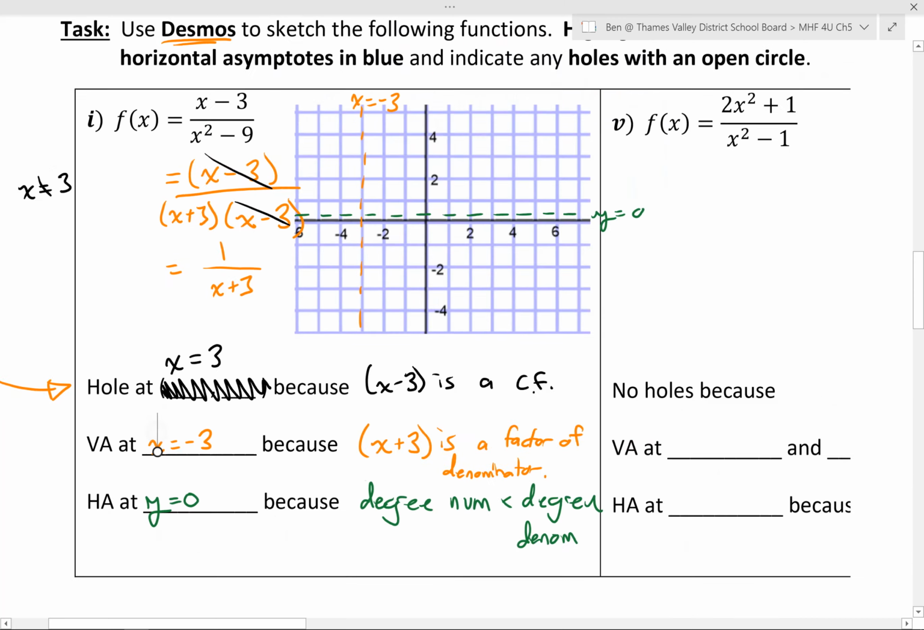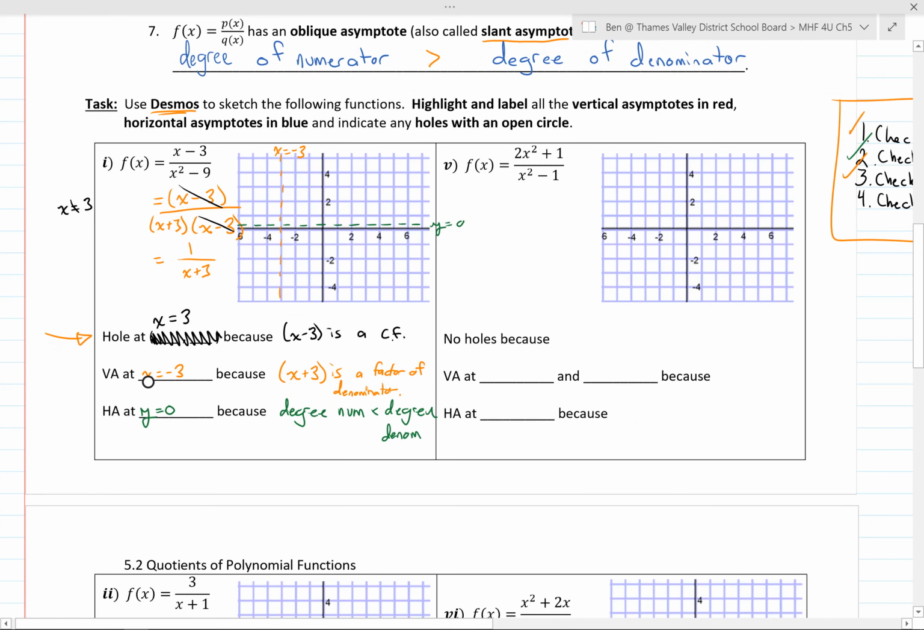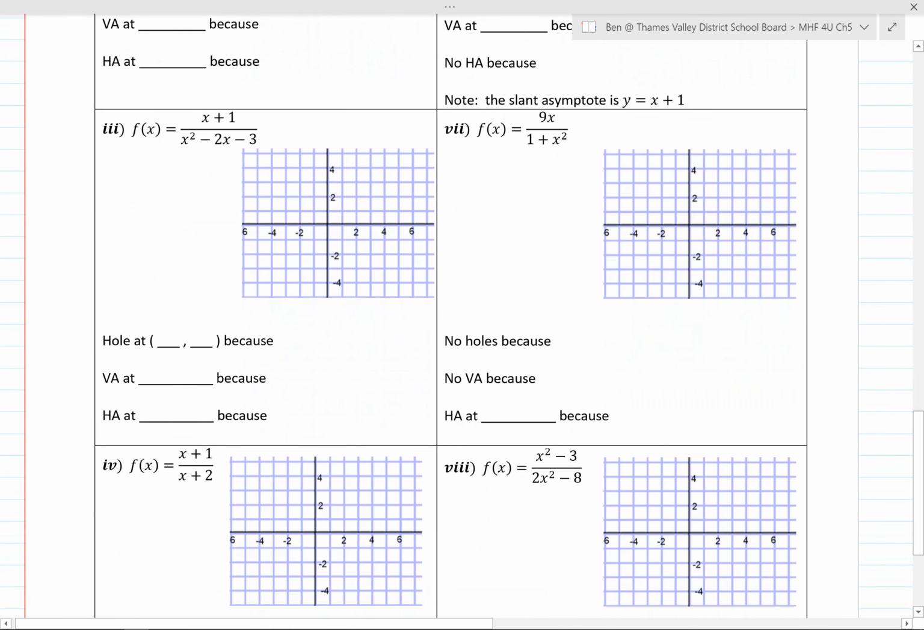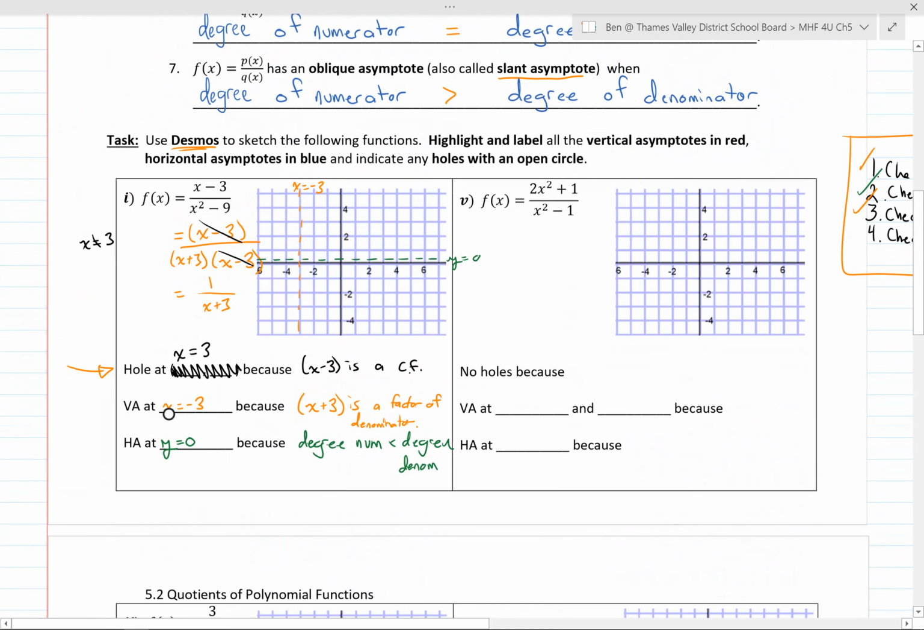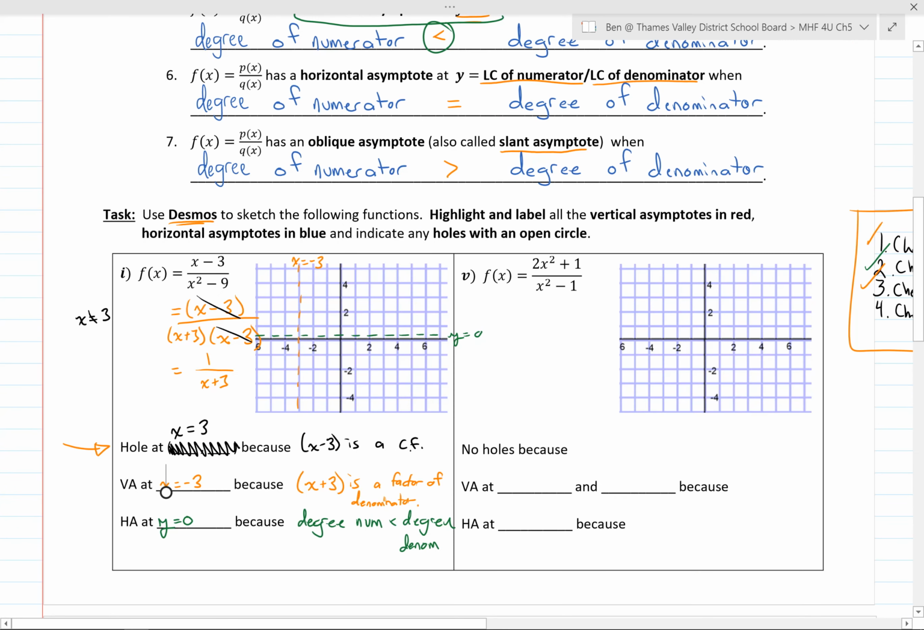I would like you to finish the rest of the problems on here. There are 8 different equations to look at. You will find your first slant asymptote, and you will find a new rule with asymptotes as we go through.